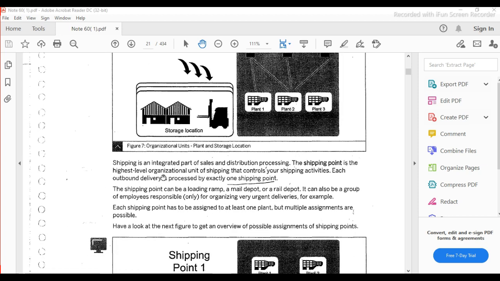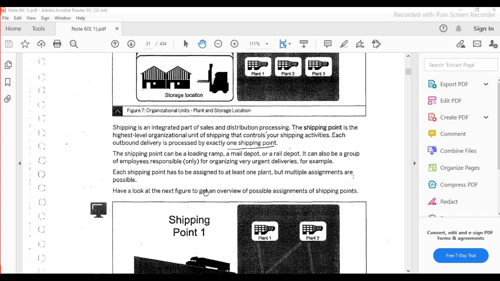Shipping. The next unit is the shipping point. The shipping point is the highest organizational unit in logistics execution, and every delivery has to pass through a particular shipping point. A shipping point is a place from where goods and services will be delivered to the customer.